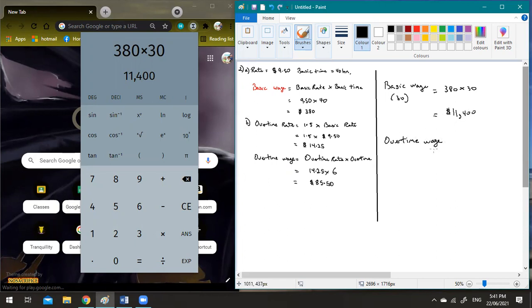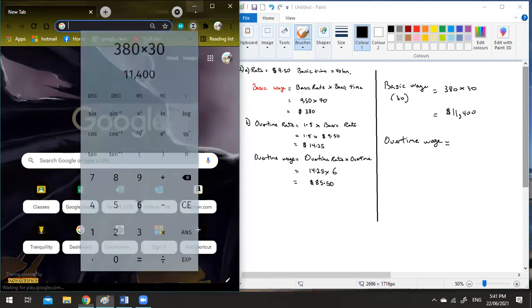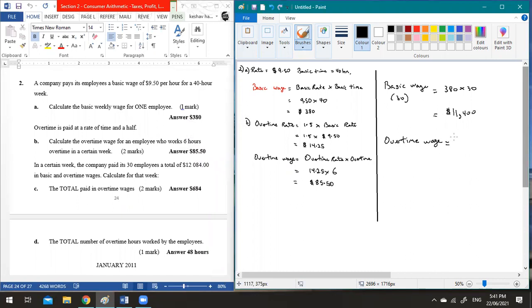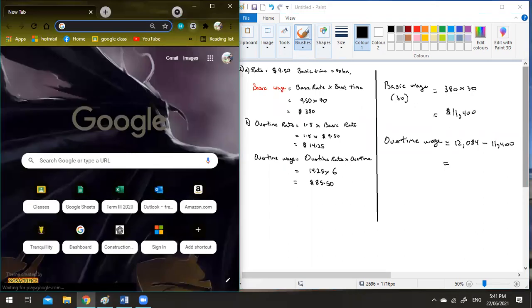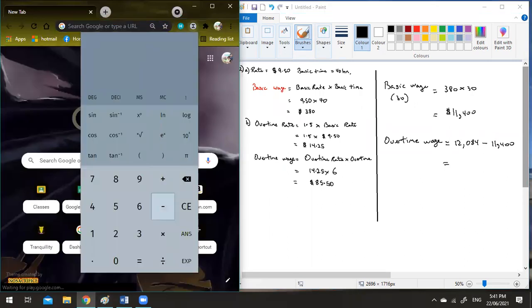So the overtime wage would have been how much they paid out, $12,084 minus the basic wage. Now this is to calculate how much money they paid in overtime. So 12,084 subtract 11,400, $684.